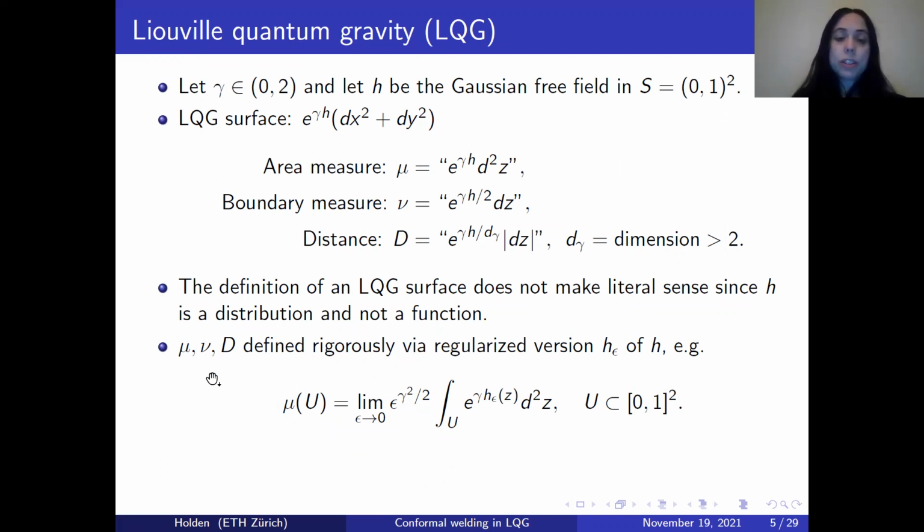This is shown in the last indented equation in the case of the area measure. The idea is to let h sub epsilon be some regularized version of h, meaning it is a smooth approximation to h. Since h sub epsilon is a smooth function, we can use it to define an area measure. And it's possible to show that this area measure converges as this regularization parameter epsilon is set to 0, if we renormalize the measure appropriately. A similar construction also works in the case of the boundary measure and in the case of the distance function or metric d.